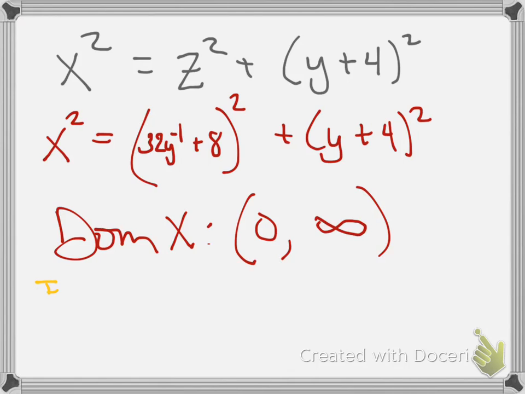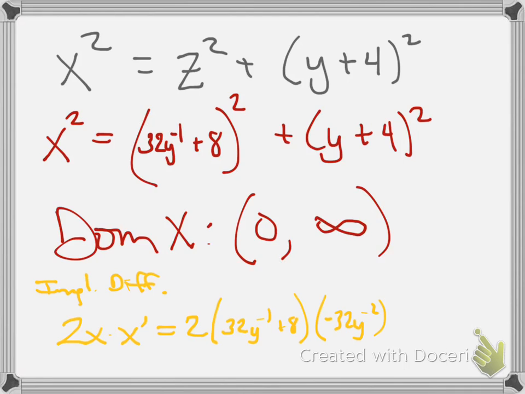So if I implicitly differentiate, we're going to get 2x times x prime. I'm not differentiating with respect to x, I'm differentiating with respect to y, so I have an x prime there. And then 2, and I'm going to get 32y to the negative 1 plus 8, and then I'm going to multiply by the derivative of the inner, which is going to be negative 32y to the negative 2 plus 2y plus 4. And then luckily the derivative of the inner is just 1, so I'm not going to have to worry about that.